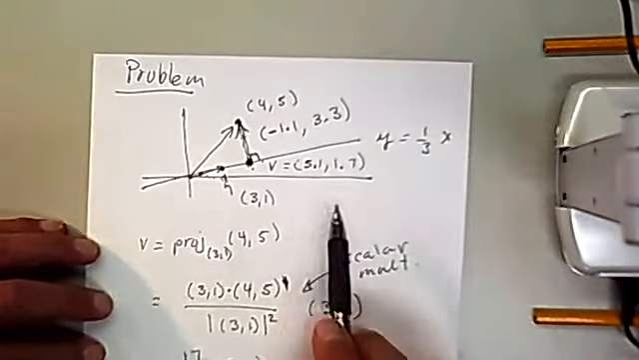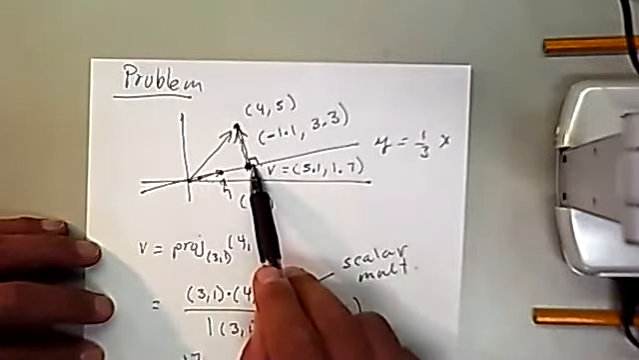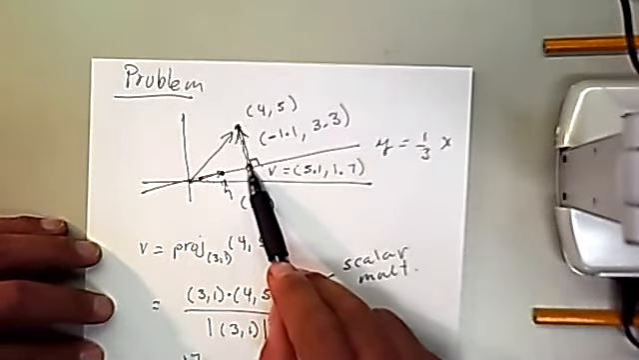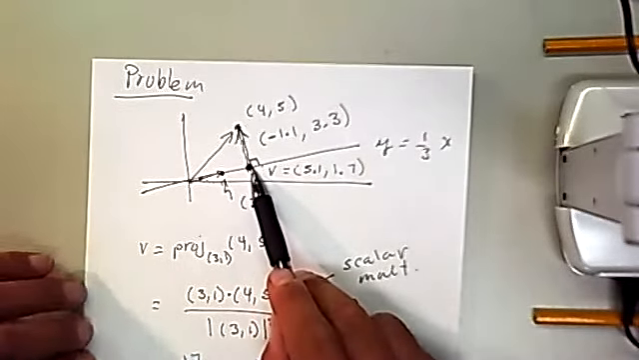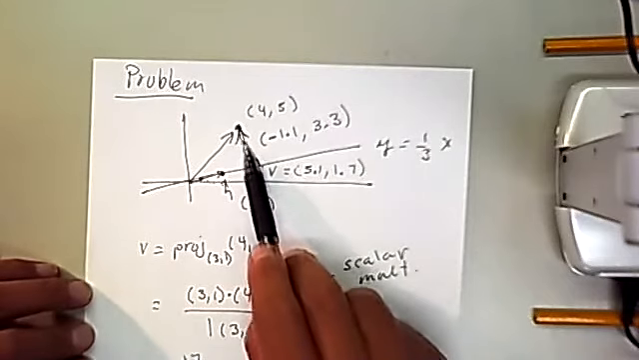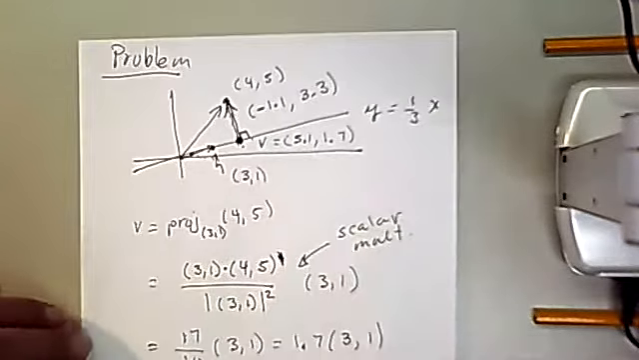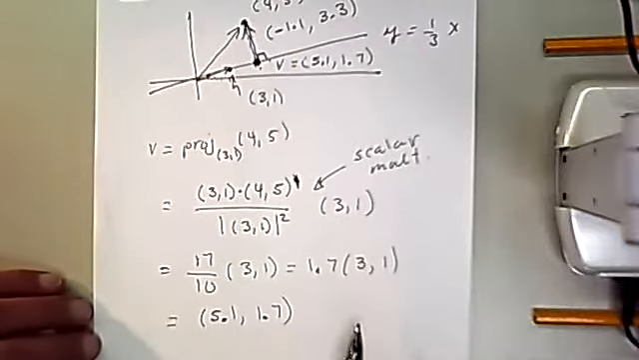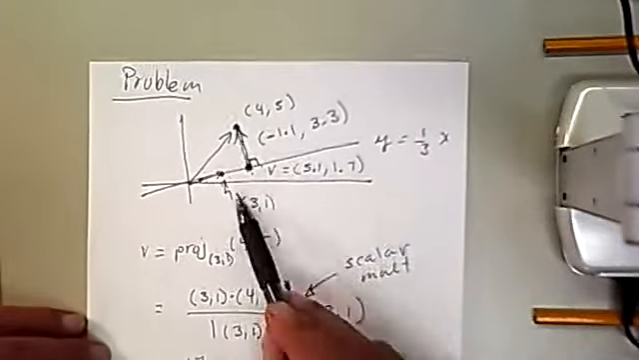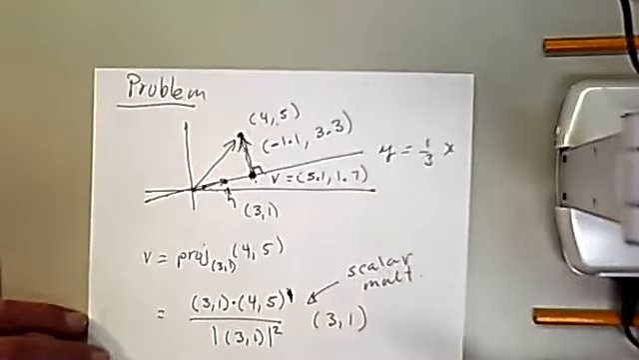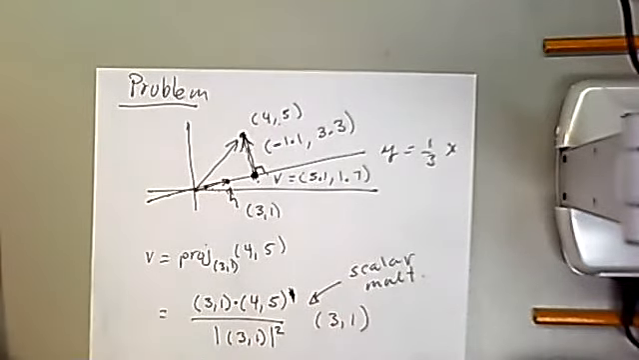But the neat thing about those vectors is that we can walk along the line y equals 1/3 x with one of the vectors, and then get to the closest point where we can take off at a 90-degree angle and go in the other direction. I think this is a very neat problem to find the closest point to this (4, 5) along the line y equals 1/3 of x.